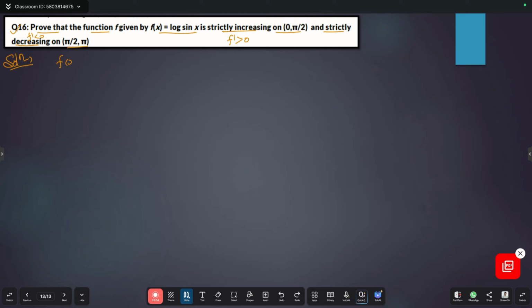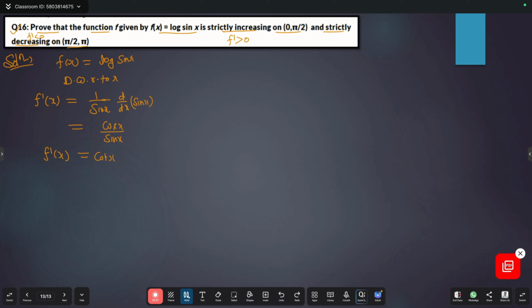What is given? f(x) is log sin x. Differentiate with respect to x. f'(x), the derivative of log of something, is 1 by something, and then the derivative of sin x, d/dx of sin x, is cos x. So it is cos x upon sin x, which means cot x. f'(x) is cot x.